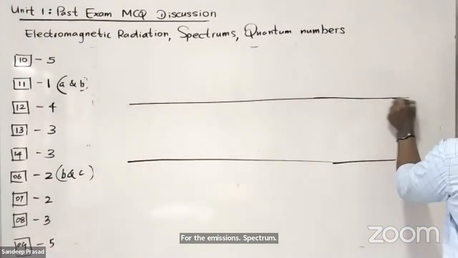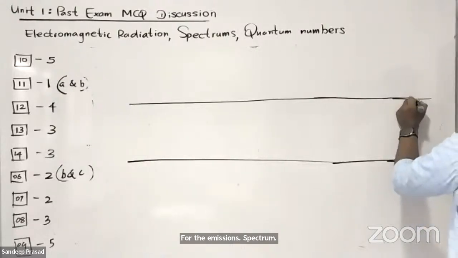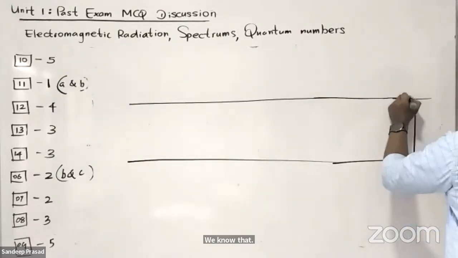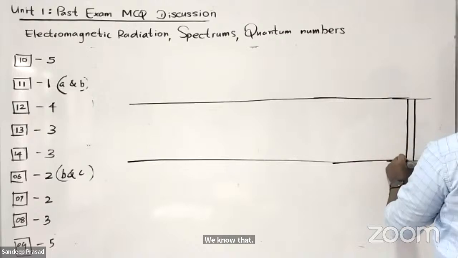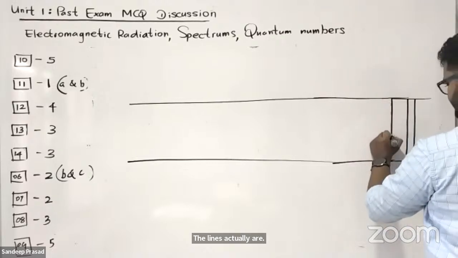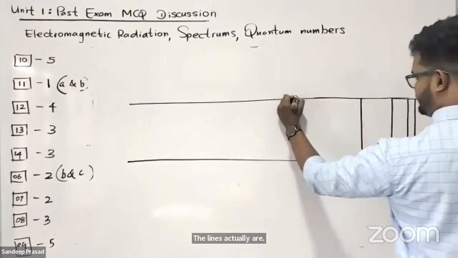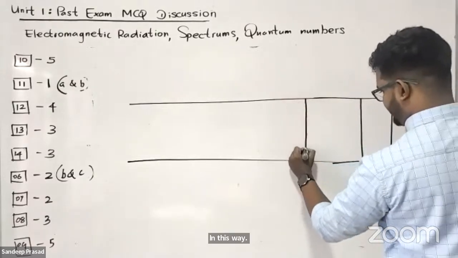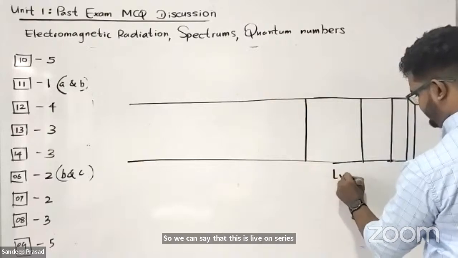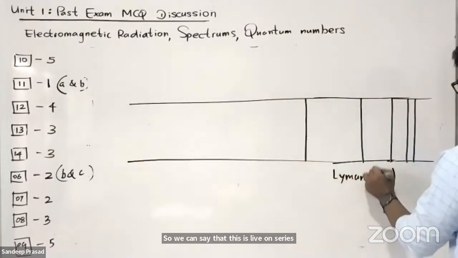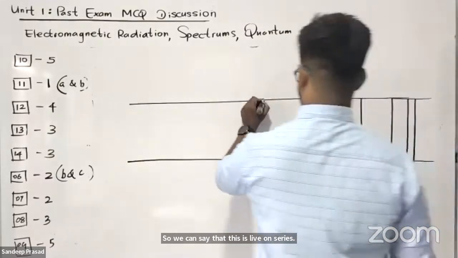We know that the lines actually in this way. So we can say that this is the Lyman series, Lyman UV. And the gaps are reducing, right?